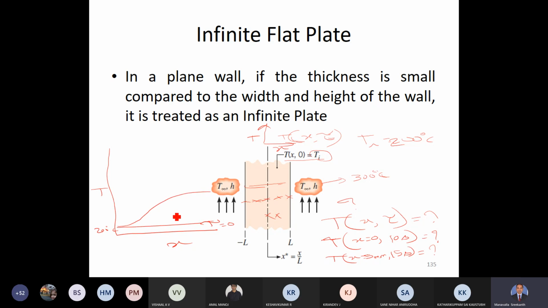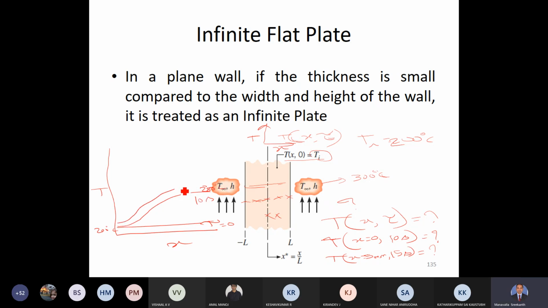The temperature can rise like this. After, let us say, an instant of 10 seconds, the temperature at the surface has increased to 300. So this value is not necessarily 300, because instantaneously the temperature in 10 seconds may not reach 300. So it is probably 280 degrees Celsius.